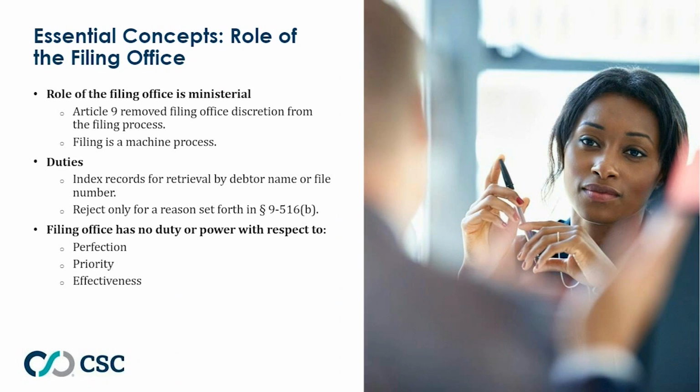Essential concepts: role of the filing office. This is important. The role of the filing office is ministerial. Article 9 removed the filing office discretion from the filing process, which makes it a machine process. The filing office does not check the UCC info for accuracy. Duties: index records for retrieval by debtor name or file number. The filing office will reject only for a reason set forth in Article 9, Section 516. And also, the filing office has no duty or power with respect to these three key items: perfection, priority, and effectiveness.